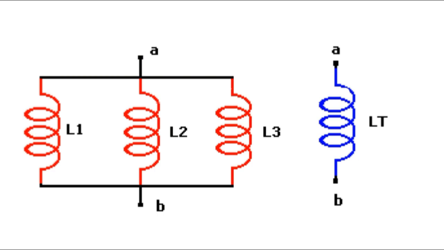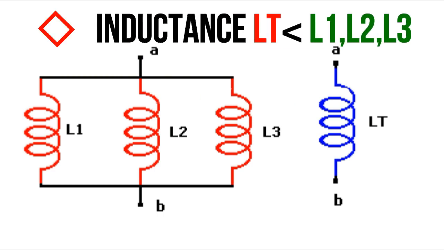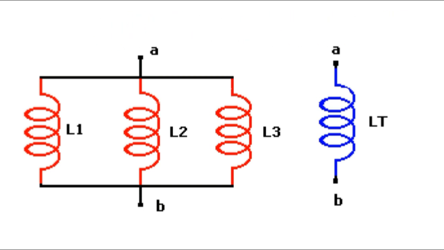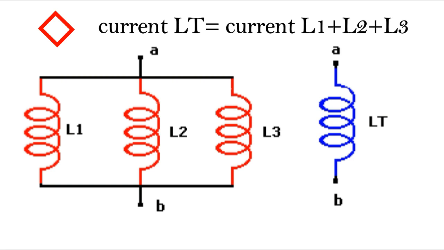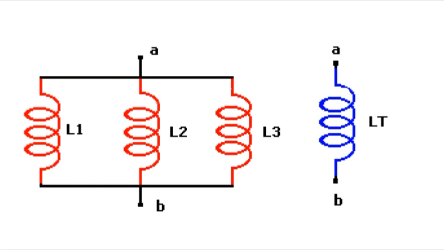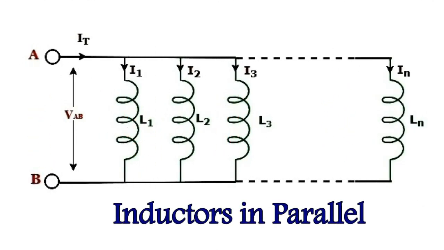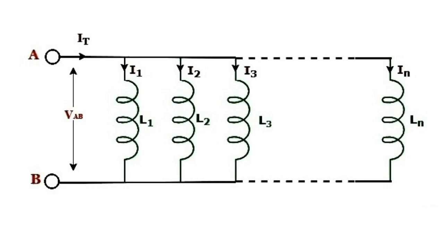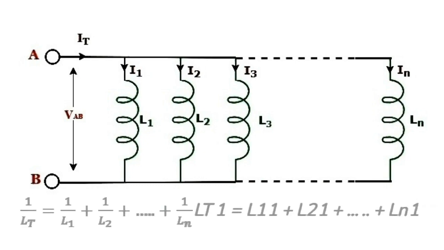The total inductance of all the inductors connected in parallel will always be less than the individual inductance present in the circuit. The total current in the circuit is the sum of current in each inductor. The total inductance in the circuit increases or decreases according to the amount of magnetic coupling between the coils. The total inductance in the circuit where inductors are connected in parallel is given by the formula.